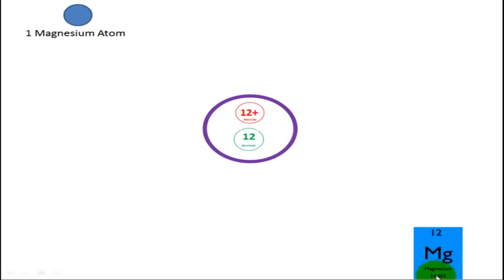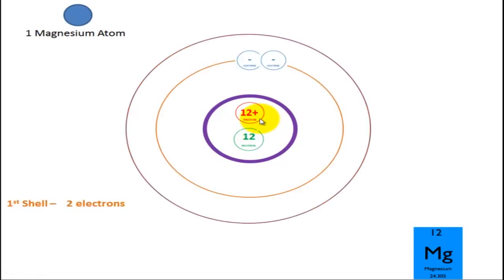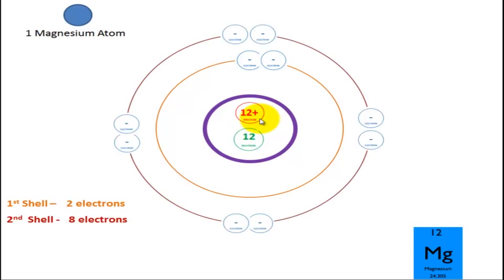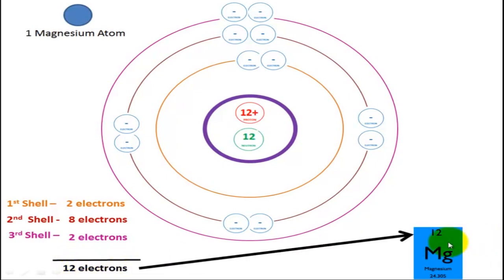So, if we have 12 protons in the nucleus and 12 neutrons, what does this mean? In the first energy level, that's the first shell, we have 2 electrons. Then the second one, we have 8 electrons for magnesium. Then the outermost energy level, the third energy level, has 2 electrons. So in total we have 12 electrons. Just like we have 12 protons, we also have 12 electrons. The electron arrangement is 2:8:2. So protons are plus 12, electrons are negative 12. When you add, you get a charge of 0.